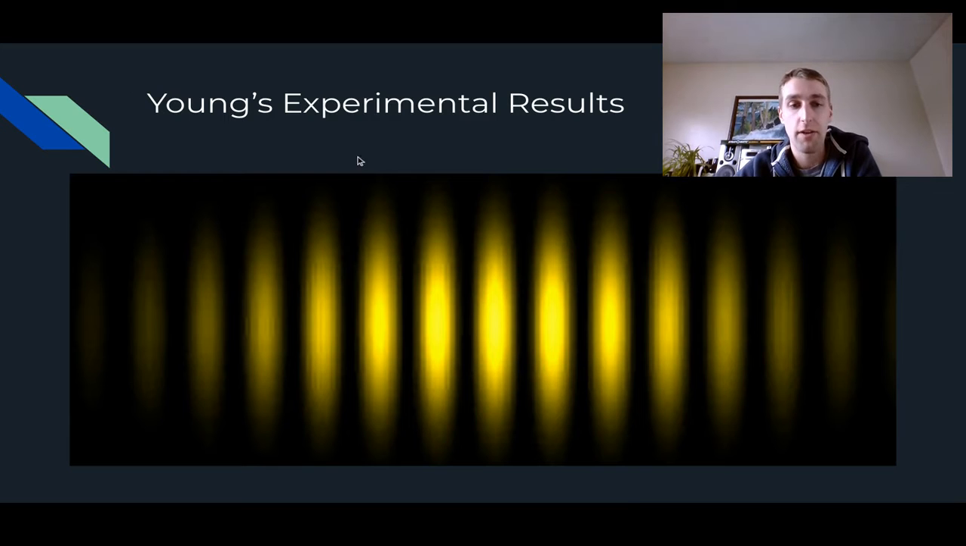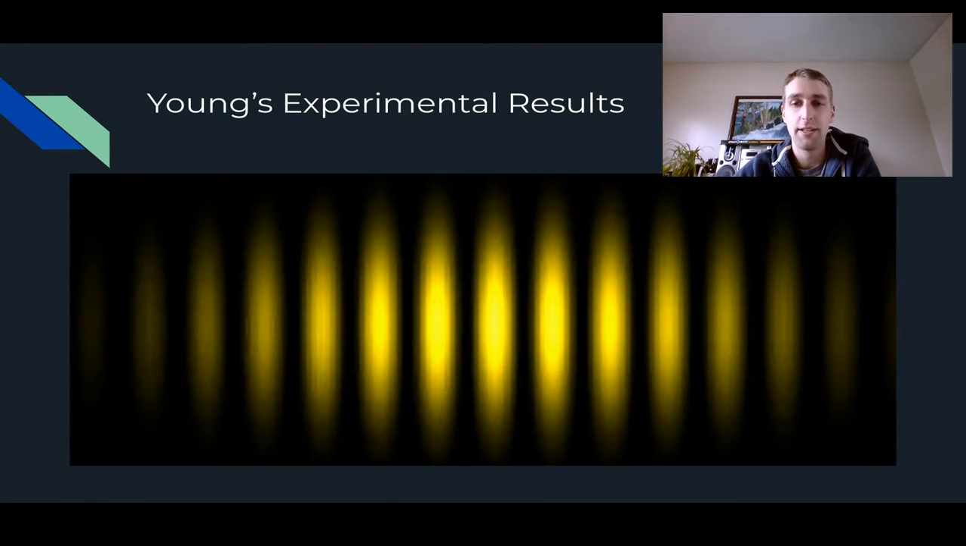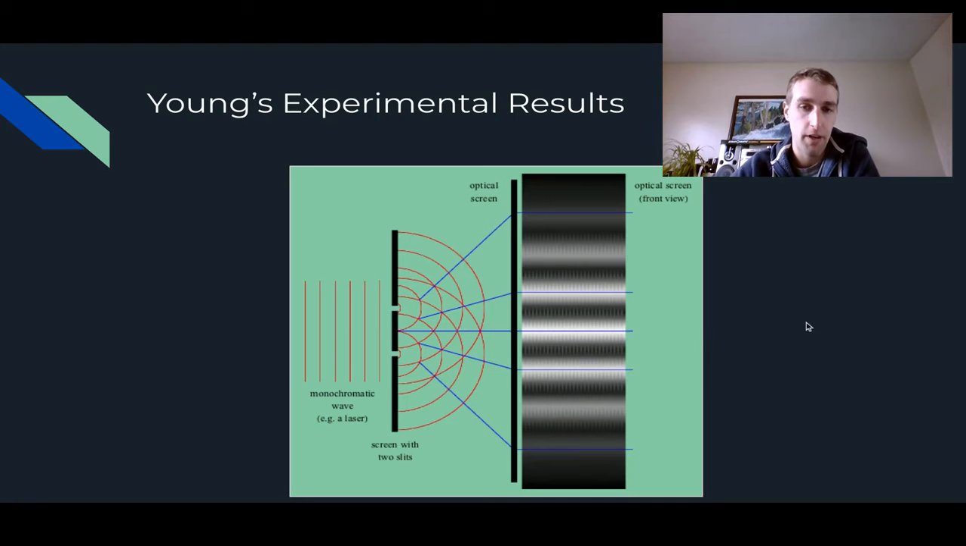So here's a picture of an actual interference pattern from a couple slits. And you can see that there's a bright one in the center, and then we have dimmer and dimmer lines off to the sides. Here's what I was trying to explain on the last slide, or two slides ago.